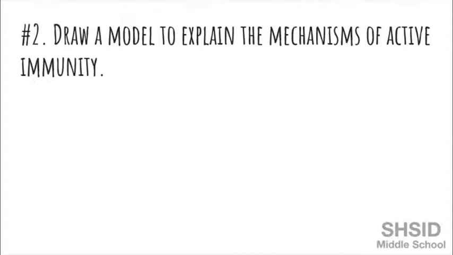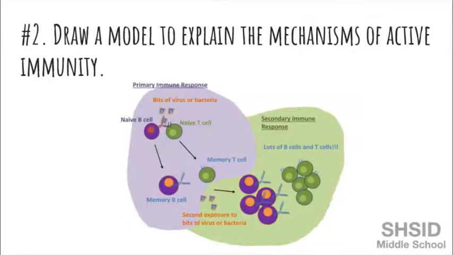Number 2, draw a model to explain the mechanisms of active immunity. So when I say mechanisms, I just mean how does it work? Well, let me show you. You start with bits of a virus or a bacteria coming into the body. Your body recognizes it. Your B cells, your T cells recognize it. And what they create is memory cells that are specific to that pathogen. So that if it ever enters the body again, if there's a second exposure, they respond right away and start to multiply and create many, many antibodies.